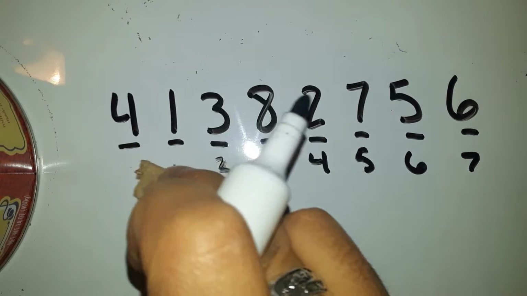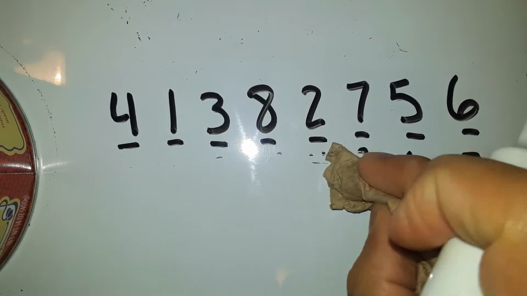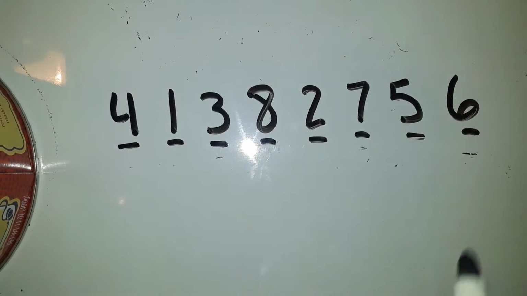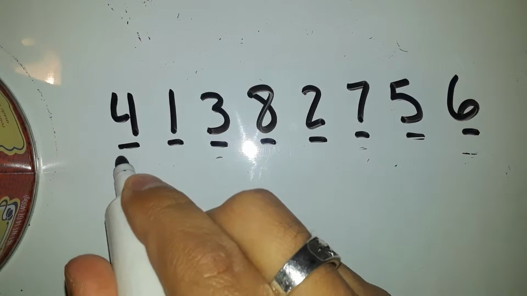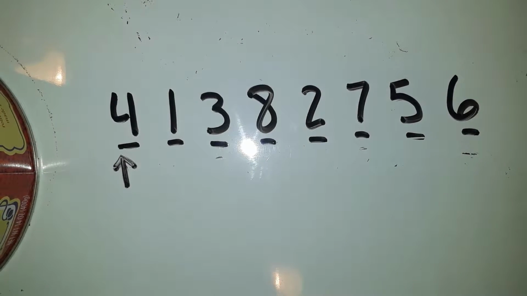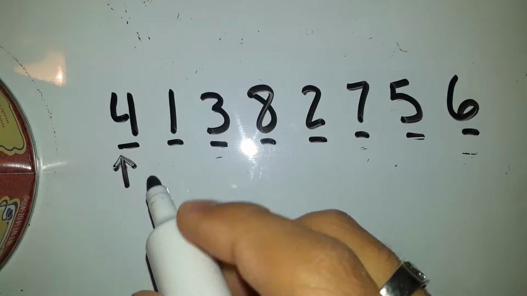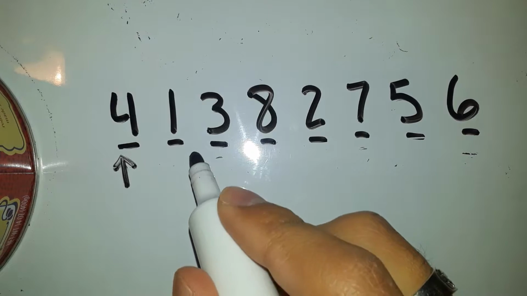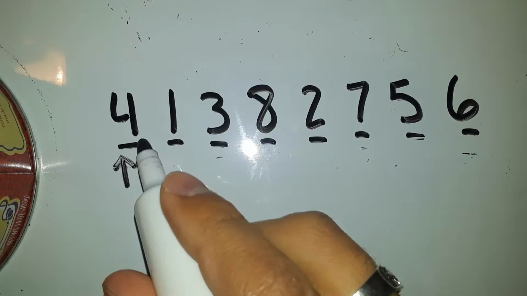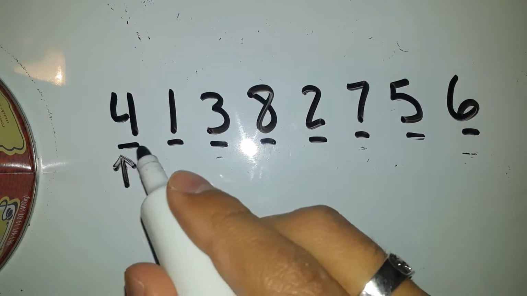Some people will use the middle number, some people will use the rightmost. For this example, I'm going to use the lowest possible index. So in this case, it's this 4 right here. Okay, so now I'm going to check all the numbers to the right of it, and check: is it less than or greater than the pivot, which is 4?